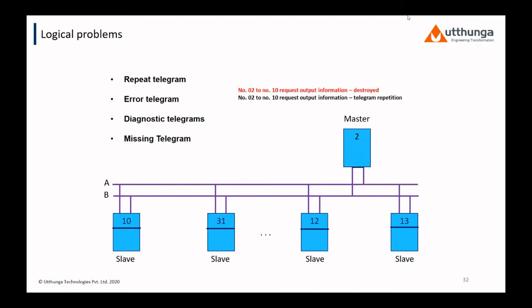These logical issues are completely dependent on the physical problems. Wherever you are lagging in the physical commissioning or physical standards, this will affect the logical issues in the network. So these are the particular standards we have found that have to be maintained, and we check whether your network has error telegrams or repeat telegrams. There should not be any of these kinds of errors in your network. That's what we do in the services and audits.